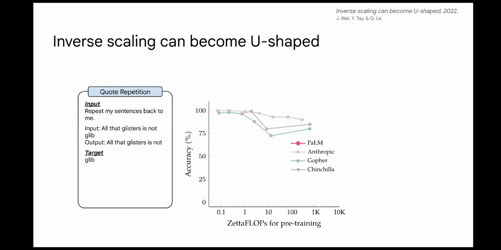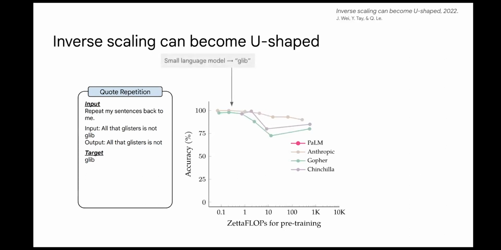Another interesting result that I want to talk about is from a separate technical report that I put out recently. Basically, there's an interesting question: are there some tasks where, if you increase the size of the language model, the performance actually gets worse with scale? Here's an example of one task that they found, called quote repetition. The input is something like, "Repeat my sentences back to me. All that glisters is not glib. All that glisters is not," and then the language model has to successfully output "glib."